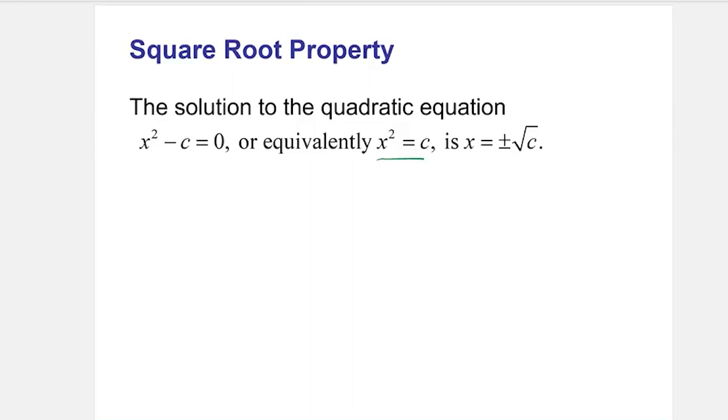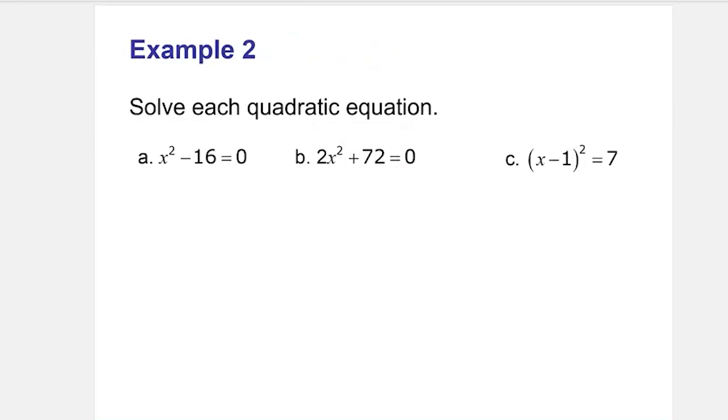So that's the square root property. But notice there's no bx here. If you have that bx, you can't do this. So let's say we want to solve the quadratic equations. Well, here I can say x squared, and if I add 16 to both sides, I would get x squared equals 16. And now, if I want to solve it, I can take the square root of both sides.